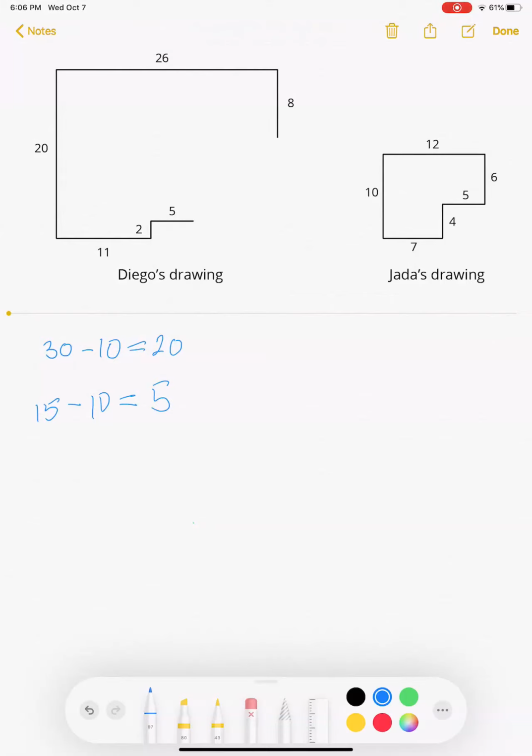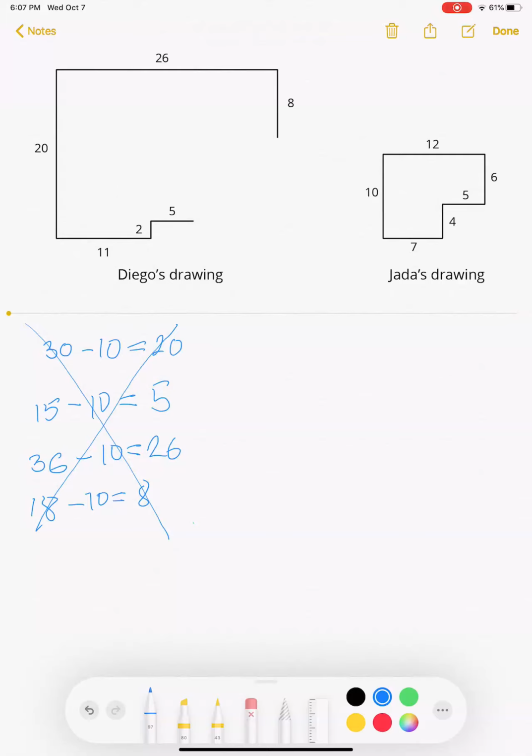Then he thought, okay, well, I'm going to do the same thing all around. That's how he got 20 for this side length and 26 here, because 36 in the original figure minus 10 is 26. Then the 18 on the original, he subtracted 10 and he got 8. He did that all around, but what he found out is that he couldn't complete his drawing. There's something wrong in there. So this is not the correct way of making scaled drawings.